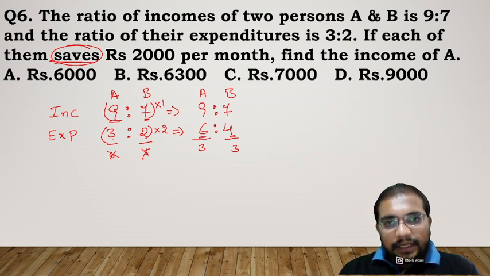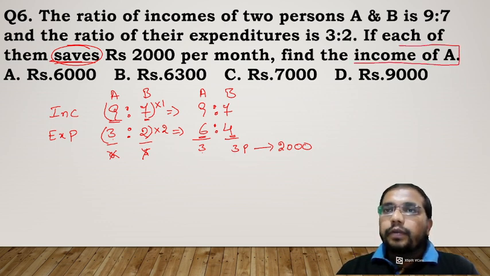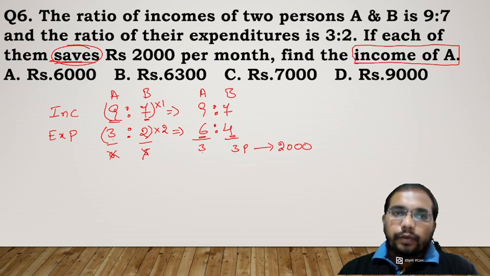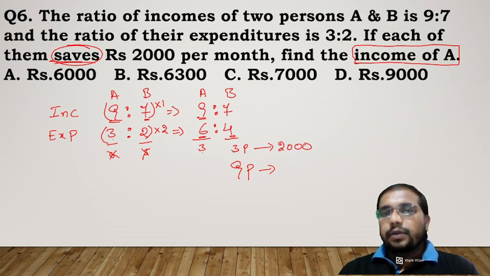Here income minus expenditure is 3, income minus expenditure is 3. This 3 parts is equal to how many rupees? 2000. But what are they asking? Income of A. What is the income of A? Income of A is how many parts? 9 parts. 3 parts is 2000. 9 parts is how much?